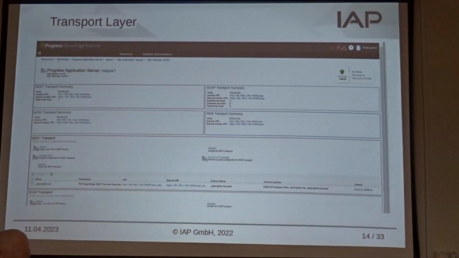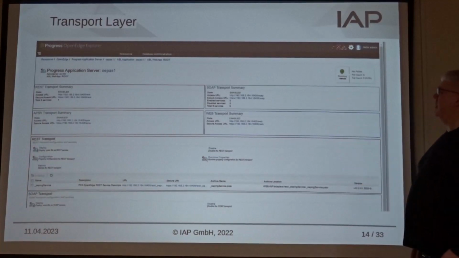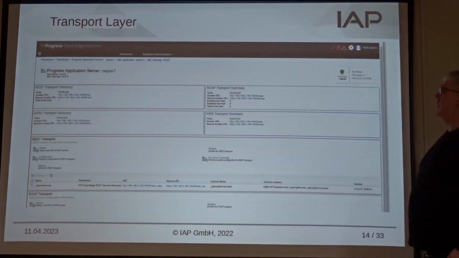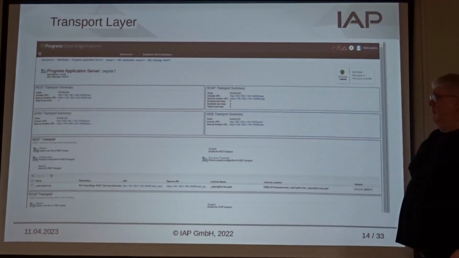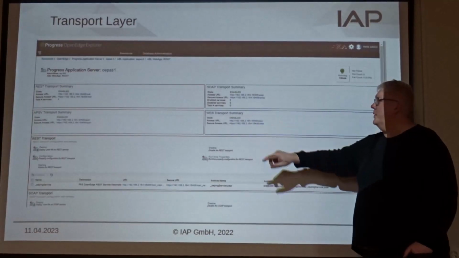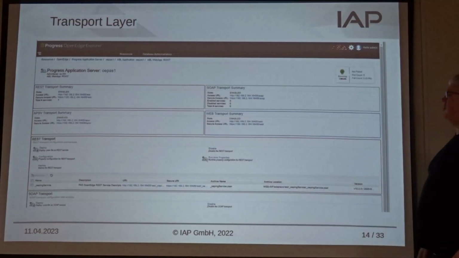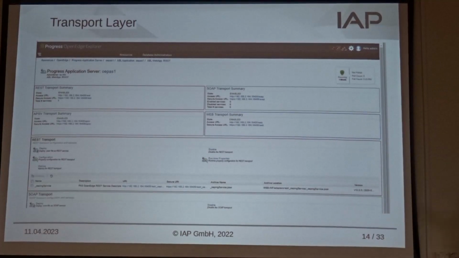Here's a picture, so maybe you can see. I will also start later with the management console, and then you can see the four boxes, one for each adapter. Here you can see the URL which you have to run. You can choose between HTTP and HTTPS. Later I will show it.